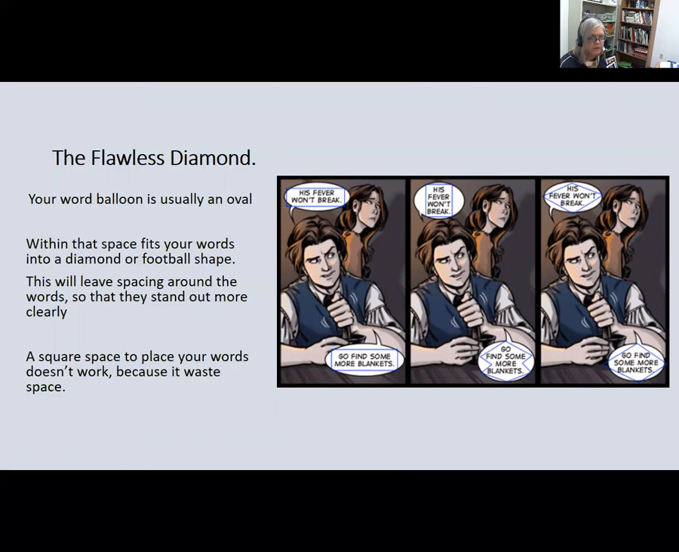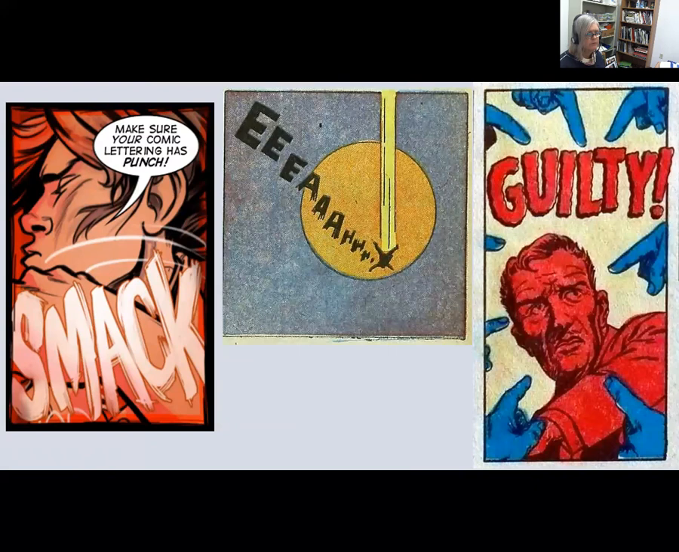When you're writing your words, especially if it's an impactful word, like somebody gets punched, smack, you don't want it to be tiny, like you're just poking somebody. If you're screaming, you don't want it to be tiny. So you really have to think about drawing those letters and making them look like they sound.